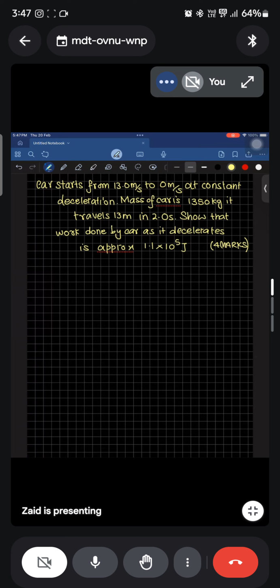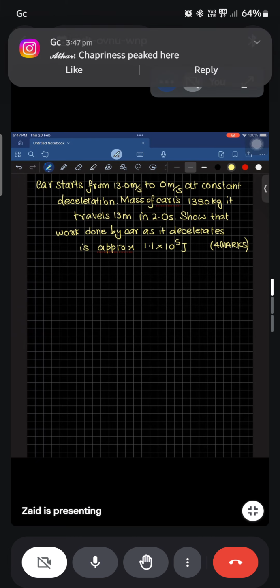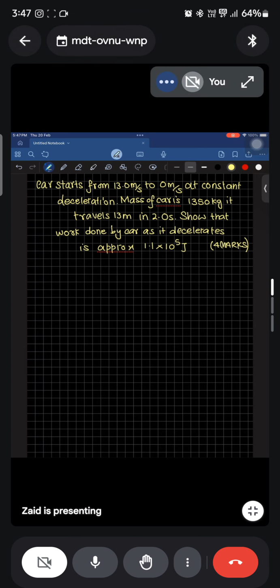So you have to find the work done by the car as it decelerates. The formula for work done is force into distance. Force is equal to mass times acceleration. Acceleration is change in velocity over time. So this is a three-step question and you are easily going to get the answer. Please solve it and let me know. Simple.